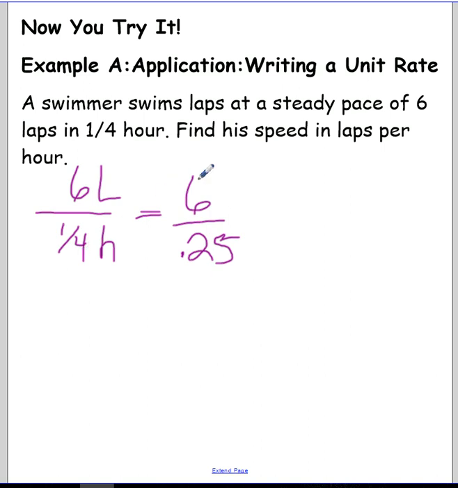But if you want to work it out this way, take your 6 over 0.25, change it to where there's no decimal in the denominator, and then get your speed. So pause the video and work that out, and then check your answer in just a second.